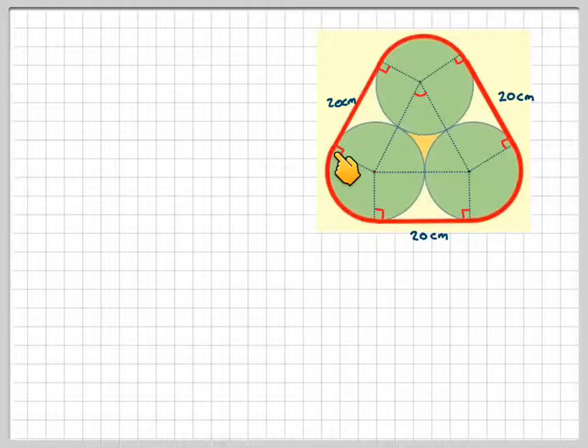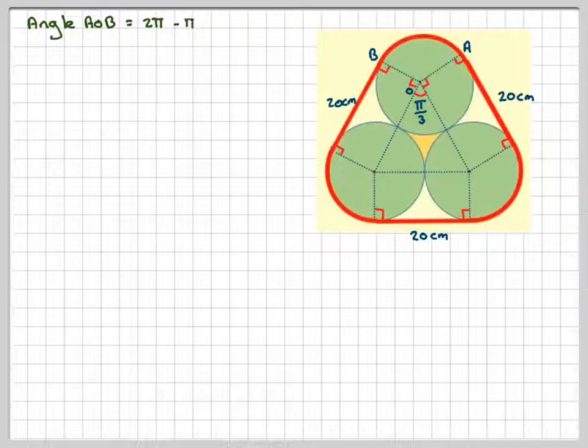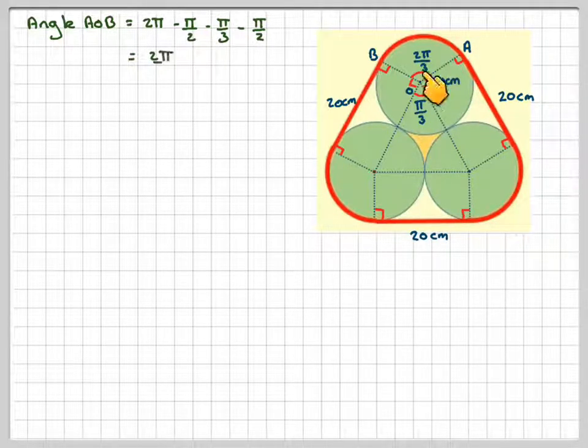What we've got to do is find one of these arc lengths and multiply it by 3. So if we call this angle pi by 3, this angle here is also 90, and this angle here is also 90. And therefore we can find this angle here by doing 2 pi, which is 360 degrees, minus pi by 2, which is 90, minus pi by 3, minus pi by 2, and we're going to get that this angle is 2 pi by 3. So it's actually 1/3 of the circle, which is 120 degrees, if you want to think of it in degrees.